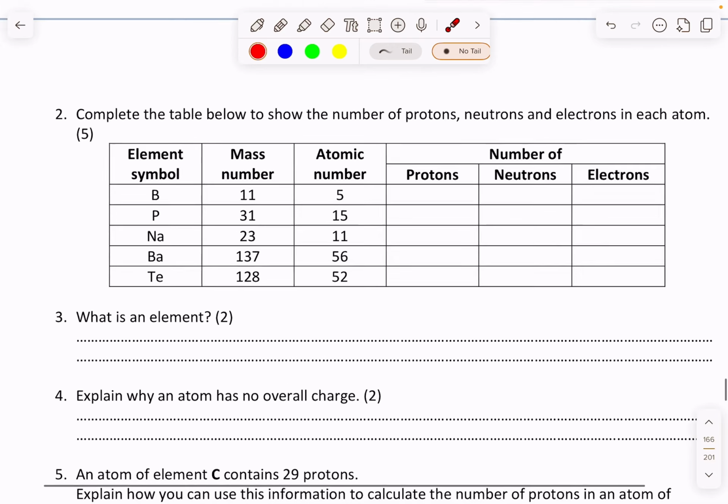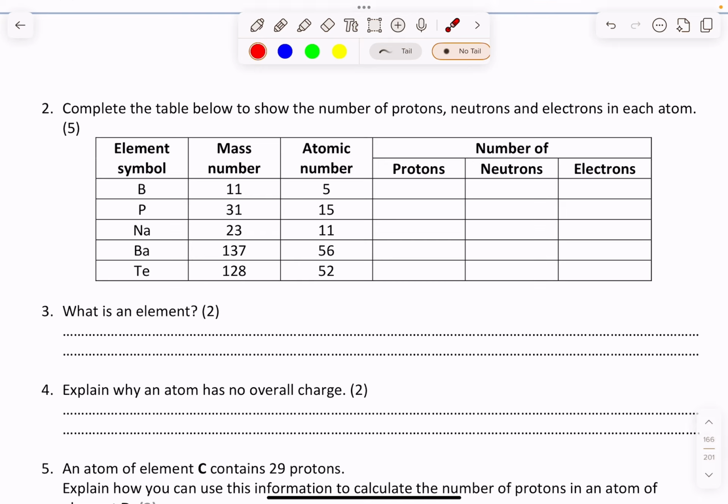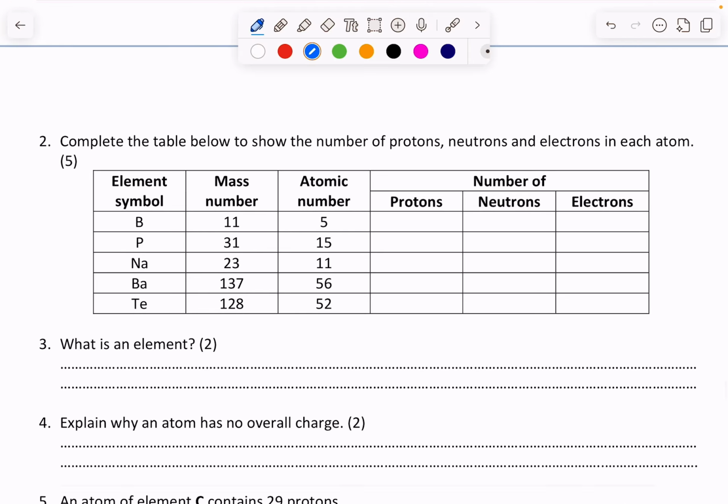Next little bit here wants you to work out the number of protons, neutrons, electrons in each of these elements. We're told the mass number and we're told the atomic number. Just to remind you that when that information is in a periodic table, the mass number is the one at the top, then you'd have the element, and then you would have the atomic number.